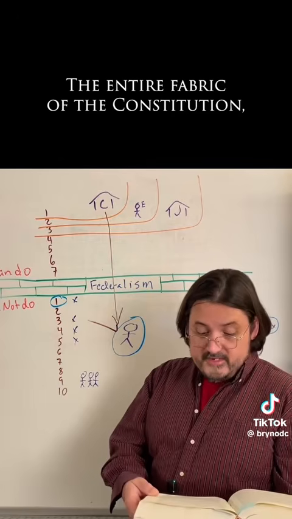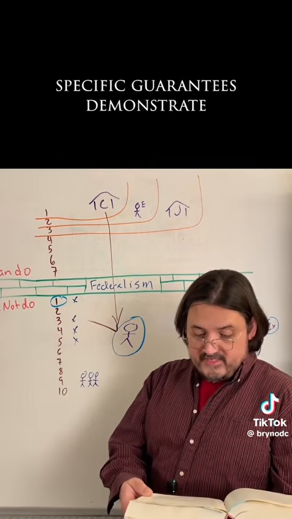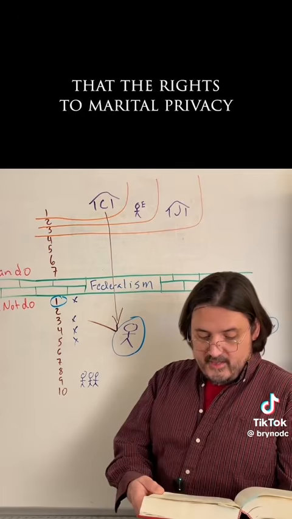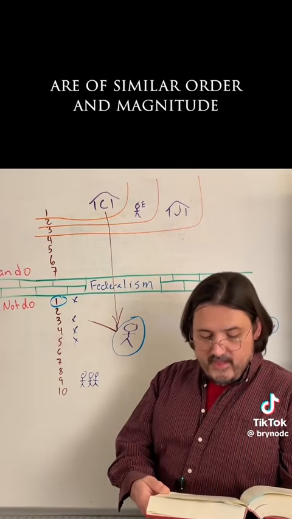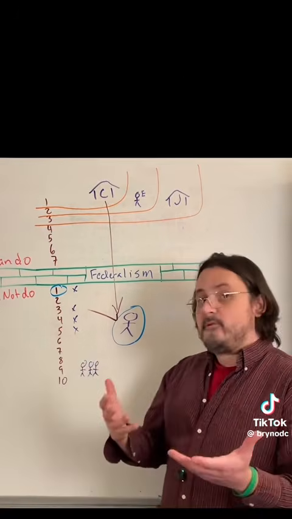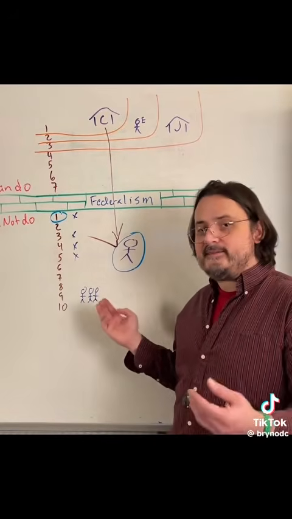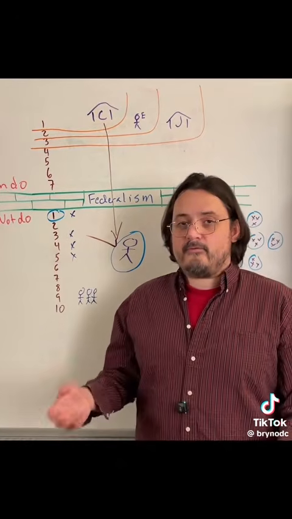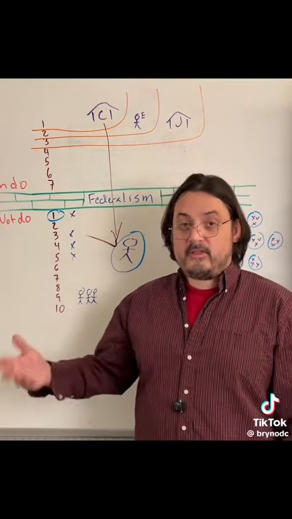"The entire fabric of the Constitution and the purposes that clearly underlie its specific guarantees demonstrate that the rights to marital privacy and to marry and raise a family are of a similar order and magnitude as the fundamental rights specifically protected." So unfortunately, this concurring opinion is not law. 3 people writing it does not make it case law, but it is a highly, highly cited opinion. It laid the groundwork for Roe. It's laid the groundwork for a lot of stuff. A whole lot of case law relies on Griswold.